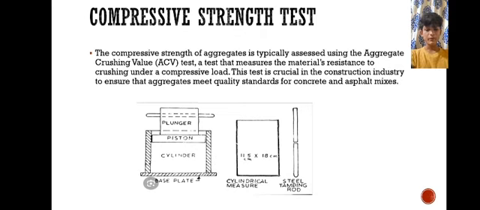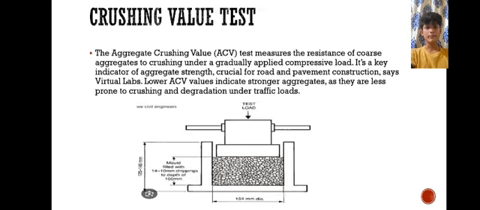The compressive strength of aggregate is typically assessed using the aggregate crushing value test, a test that measures the material's resistance to crushing under a compressive load. This test is crucial in the construction industry to ensure that aggregate meets quality standards for concrete and asphalt mix.